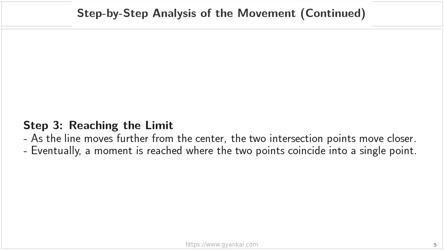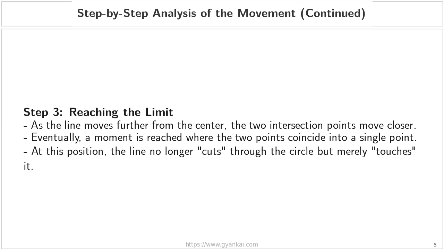Eventually, we reach a critical moment where the distance between them vanishes and the 2 points coincide, merging into a single, solitary point. At this exact position, the line's behavior changes fundamentally. It no longer cuts through the interior of the circle, but instead, it merely touches the edge. This brings us to our next step, where we will formally define this new state as a tangent. Step-by-step analysis of the movement continued.